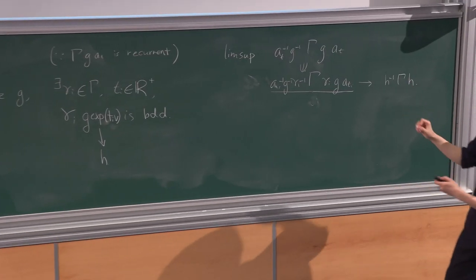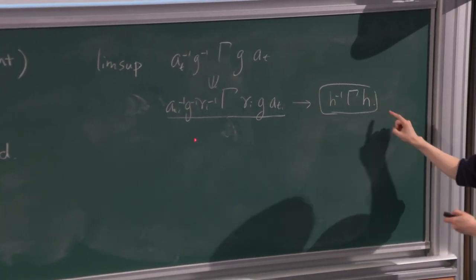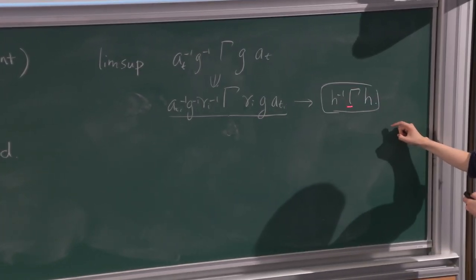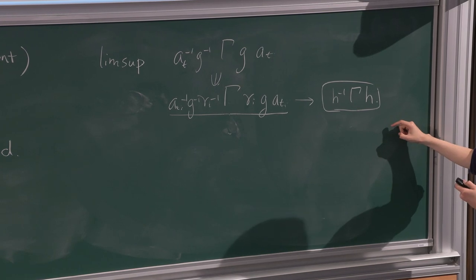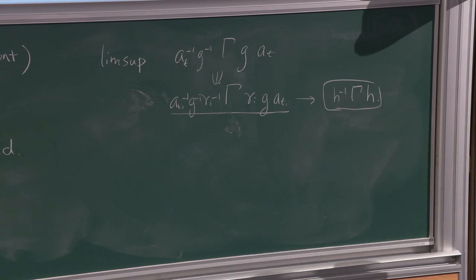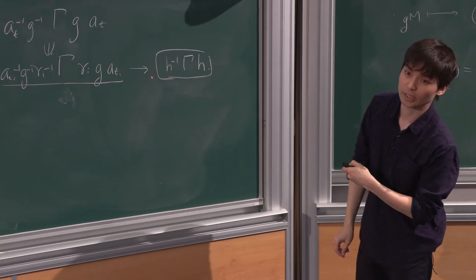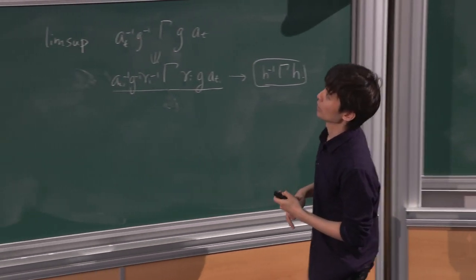My board management is not very great. So you know that this converges to this subgroup, which means that if you take the lim sup, you get this one. And if you believe this main proposition, then your measure mu is invariant under the generalized Jordan projection of this, which gives full AM invariance.